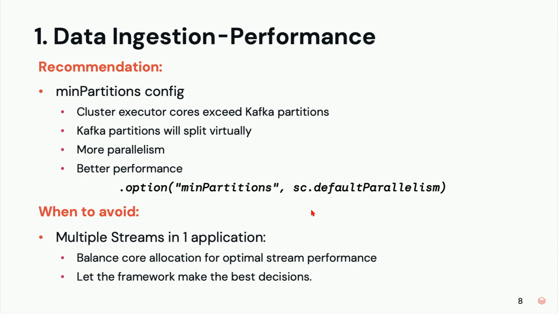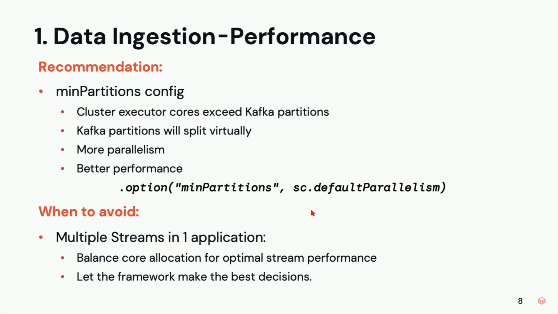When we pass a bigger value to minPartitions, the Kafka partitions will be virtually split into multiple smaller partitions. When you launch the streaming application with this minPartitions, the number of tasks will be equivalent to, or rounded up to, that particular value. So the number of tasks will be increased while fetching the data.